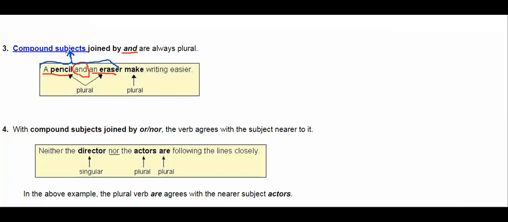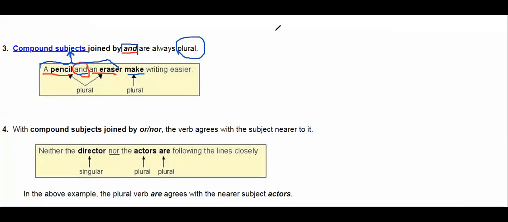Compound means two. Two things joined by the word and. A pencil and an eraser make writing easier. Now we saw that your statement says compound subjects joined by the conjunction and will always take a plural verb. So a pencil and an eraser make writing easier. Make is plural. Pencil and eraser, there are two subjects joined by the word and, so it is considered plural.